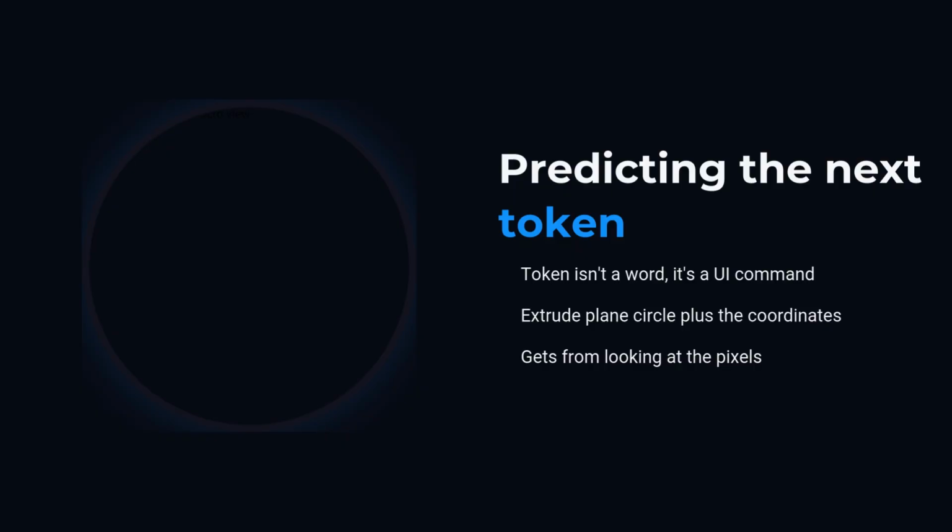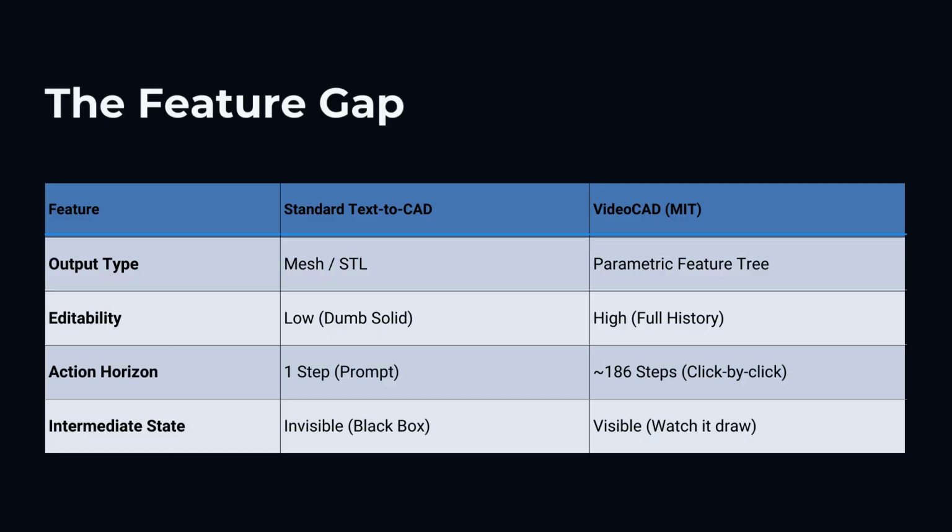And because it's generating those steps one by one, the intermediate state is visible. You can actually watch the agent draw the part instead of just waiting for some black box to spit something out. And that visibility leading to that feature tree is the whole point. That's the practical win. If the agent makes a mistake, say it dimensions a hole wrong on step 40, you don't start over. You just go back to step 40 in the tree. You edit the number, and the CAD software rebuilds everything from step 41 to 186 correctly. Yeah. That is the single biggest thing professional engineers have been asking for. Editability, not just a final unchangeable object.